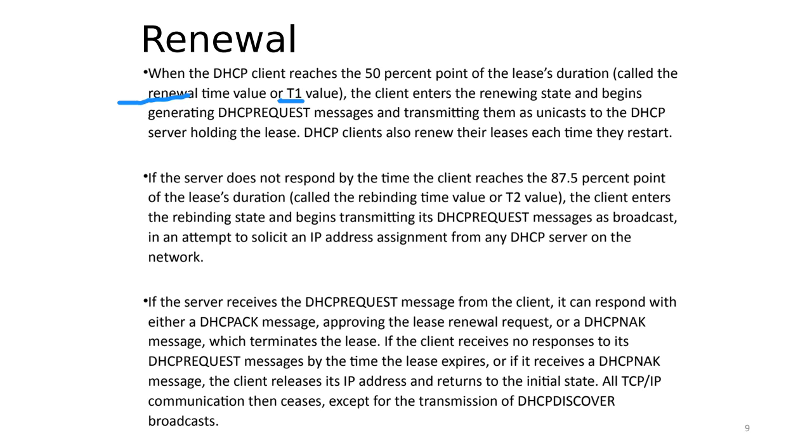If the server does not respond, when you reach 87.5%, T2, to be accurate, then you are in which state? Rebinding. Remember, we said rebinding. This is the danger stage. The client enters the rebinding state and begins transmitting DHCP requests as a broadcast, sending to all the DHCP servers. Please, can anybody help me?